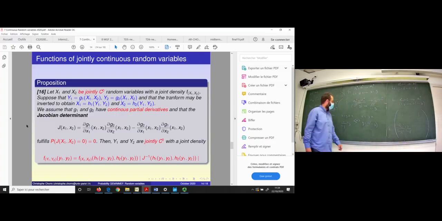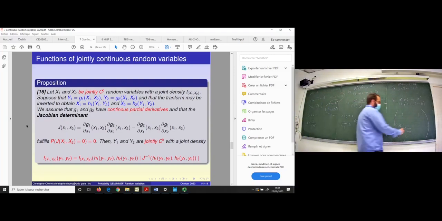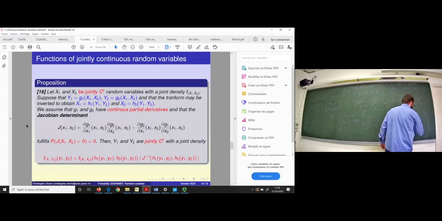It's the derivative of j2 with respect to x. Let's compute the derivative of j2 with respect to y. U prime is 0, v minus u v prime over v squared. This one.